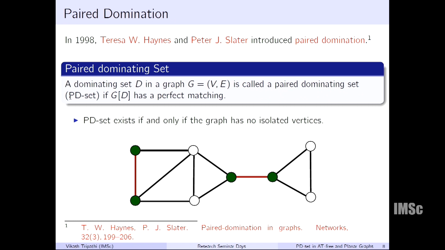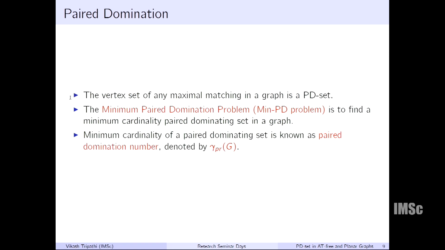So in a graph with no isolated vertices, a dominating set D is called pair dominating set if the graph induced on D has a perfect matching, and a pair dominating set exists if and only if the graph has no isolated vertices. For the graph that is here, the vertices that are colored green form a pair dominating set. Similar to domination problem, here also we are interested in finding a minimum cardinality pair dominating set, which is known as minimum pair domination problem, and the minimum cardinality of a pair dominating set is known as pair domination number.